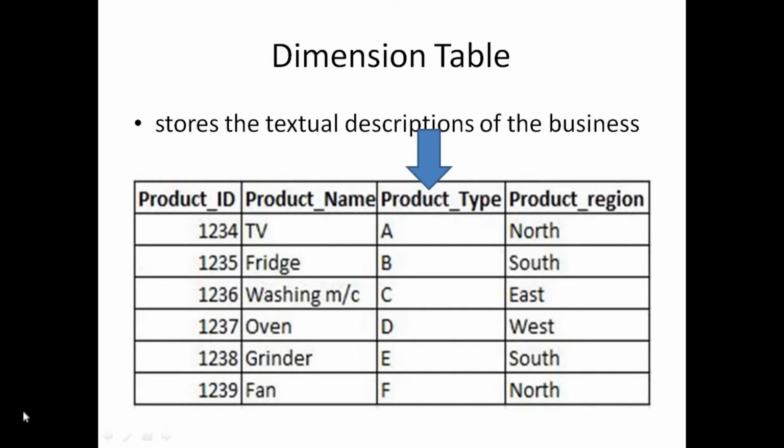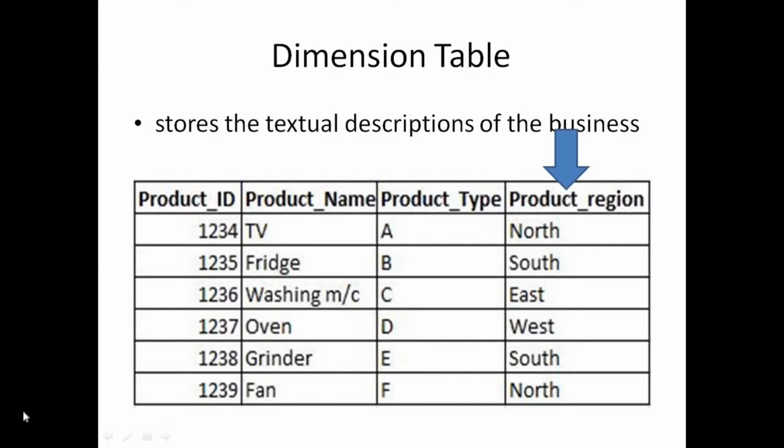And coming to the product type, A, B, C, D. That means there is another table, the type table. The type table represents what A is, what B is, what C is. So A may be commercial, B may be household, C may be household 1, D may be household 2, 3, 4. All this data is stored in another table, the product type table, but here I mentioned it as product type A, B, C, D.